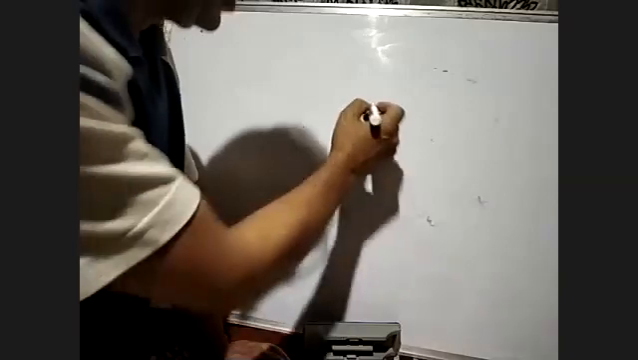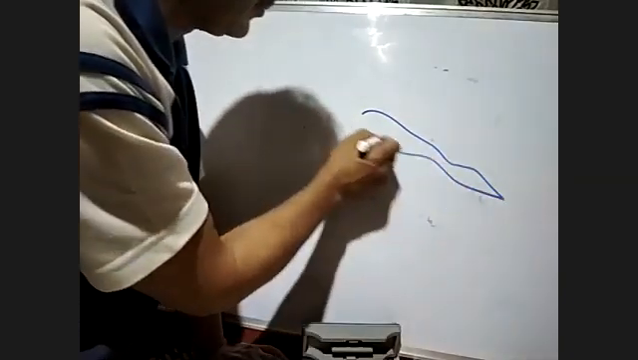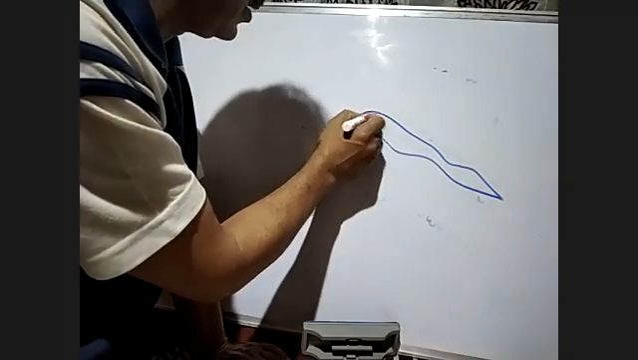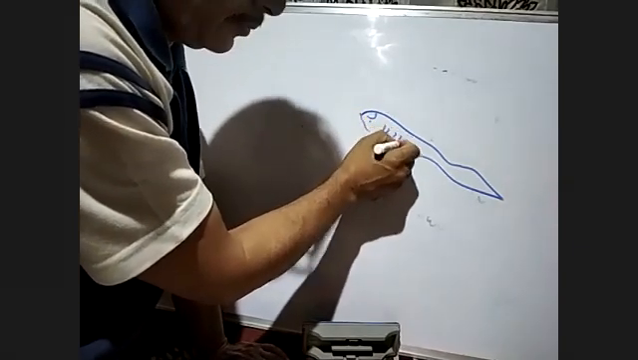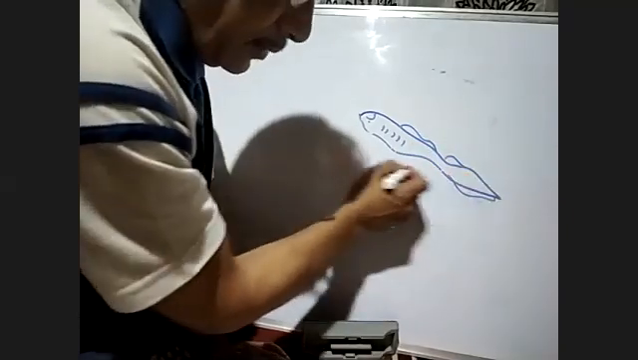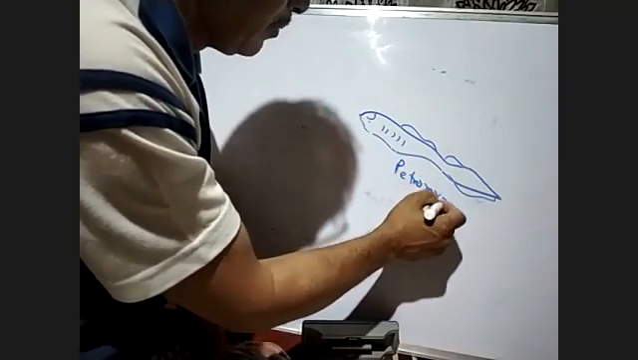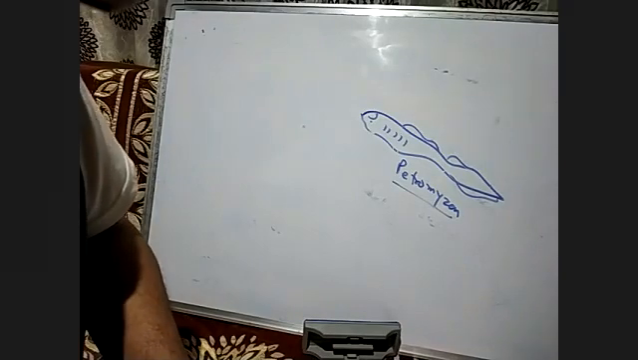We will try to complete all of these today because we don't have time. We have to go to another chapter also. So this is Petromyzon. Petromyzon is a jawless vertebrate. They don't have a jaw.